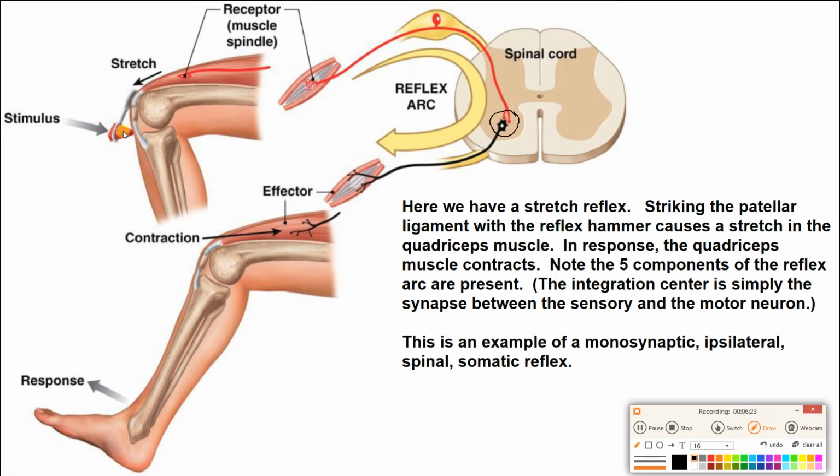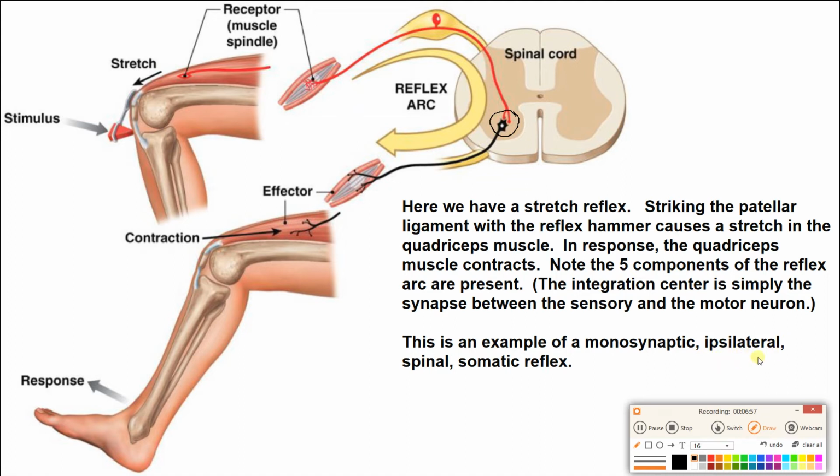Now, when we're talking about this particular stretch reflex, there are a lot of adjectives we can use to describe it. This is called a monosynaptic reflex. That word monosynaptic refers to how many synapses we have in the integration center. In this case, there is just one synapse here. So, monosynaptic.